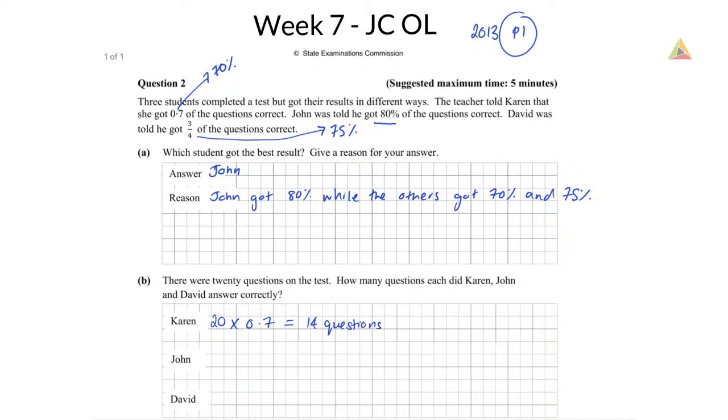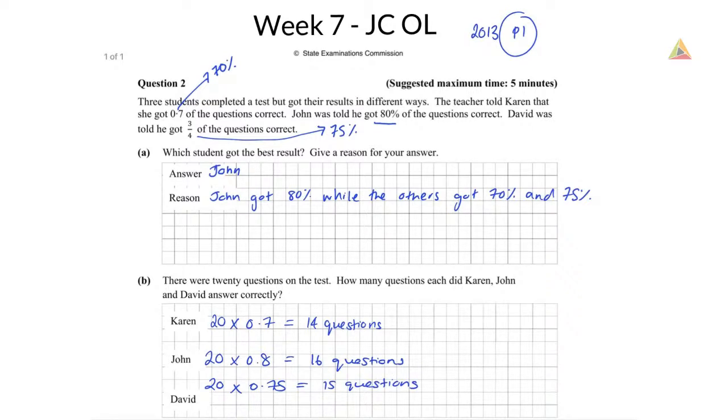John got 80% of the questions correct. So if there were 20 questions and he got 80% of them correct, we multiply by 0.8 in decimal. So 20 multiplied by 0.8 is 16 questions. And then finally David, he got 75% of the questions correct. There were 20 questions, he got 75% correct. So we multiply that by 0.75 and David got 15 questions correct.